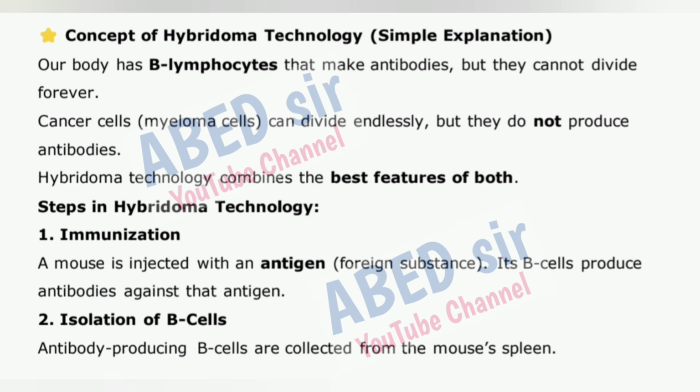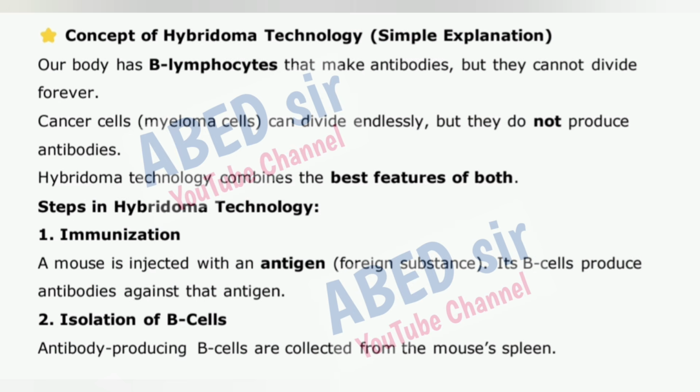Concept of hybridoma technology, simple explanation. Our body has B lymphocytes that make antibodies, but they cannot divide forever. Cancer cells, myeloma cells, can divide endlessly, but they do not produce antibodies. Hybridoma technology combines the best features of both.